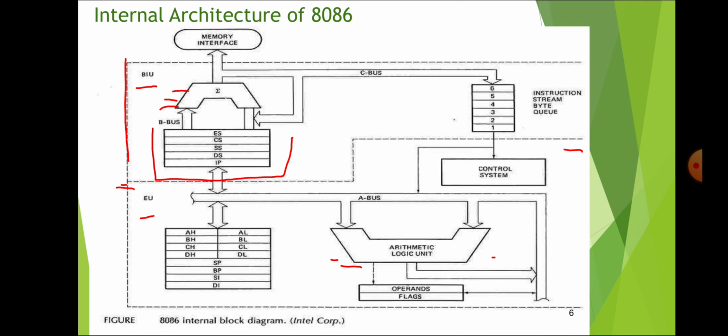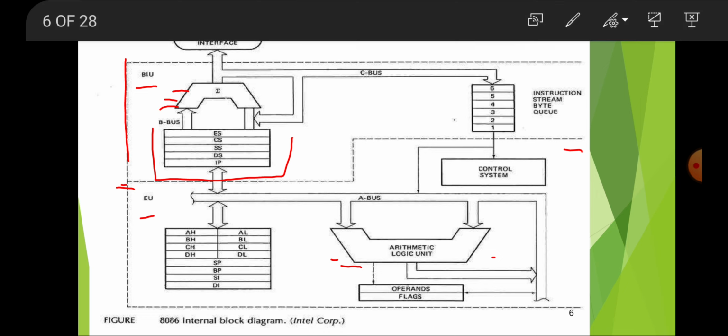These are the code segment, stack segment, data segment and extra segment. The addresses of those segments are stored here. The memory itself is not stored here, only the address of those segments is stored in those registers, not the segments themselves. I hope you are understanding. Now what is this IP? IP is nothing but the instruction pointer.